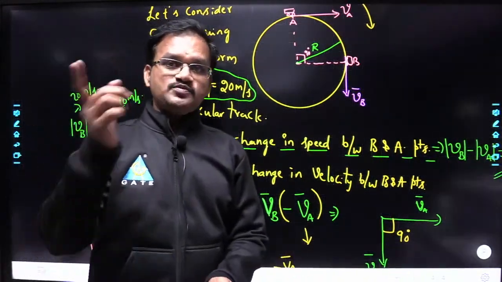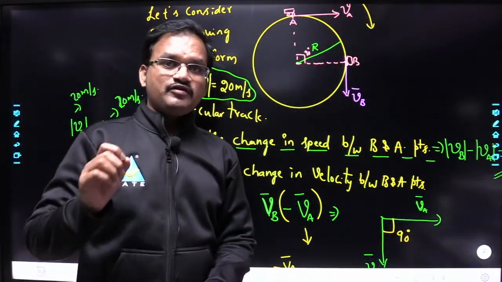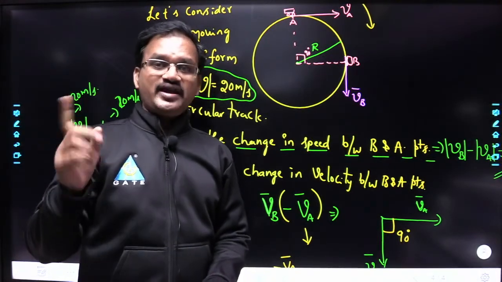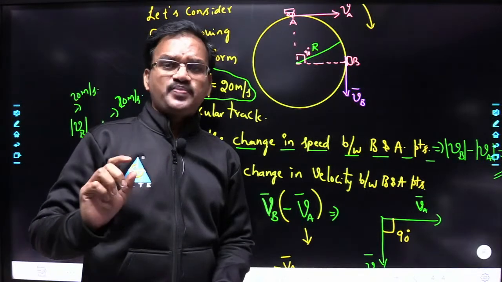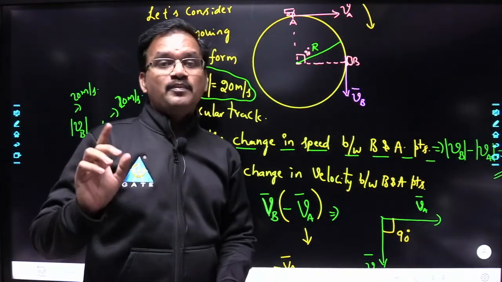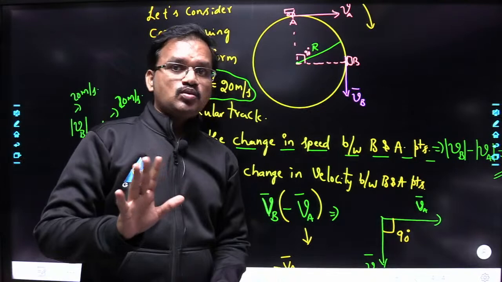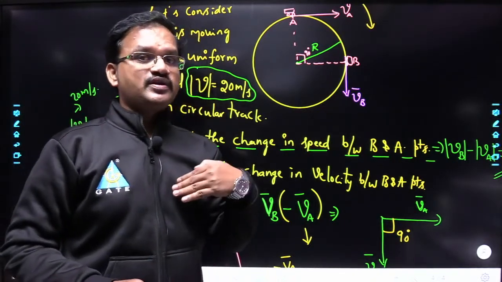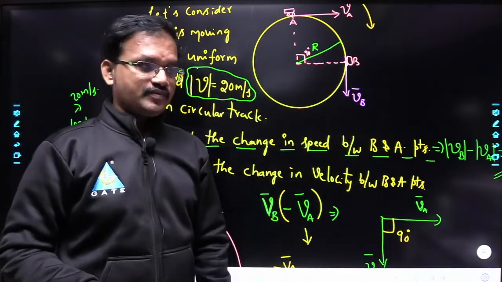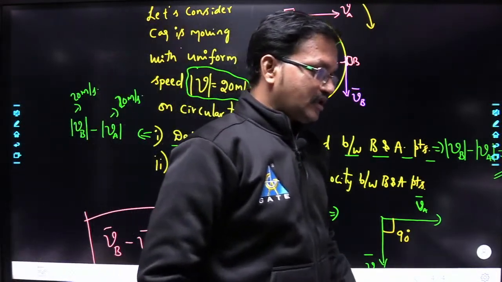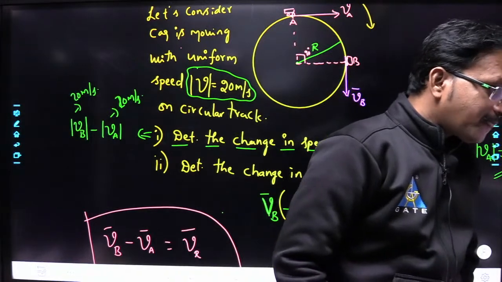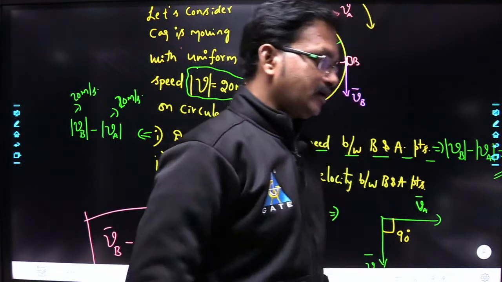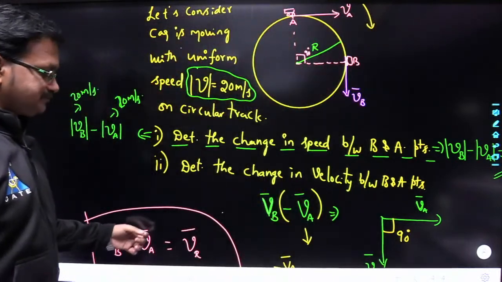So if any object is tracing a circular path with uniform speed, with constant speed, then the change in speed may be equal to 0, but the change in velocity is not equal to 0. So this is what you have to understand. That is the difference between speed and velocity, right? Is it clear here? Rahul Thakur, Parasmoon, Alok Kumar, tell me here, is this clear?